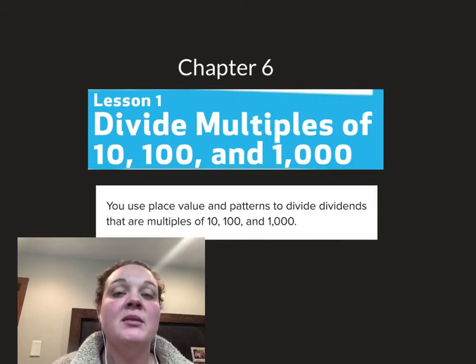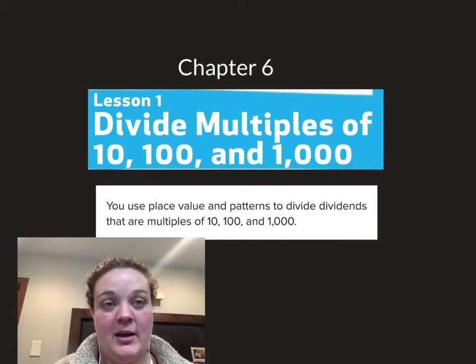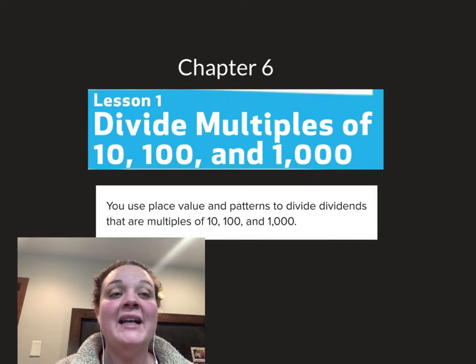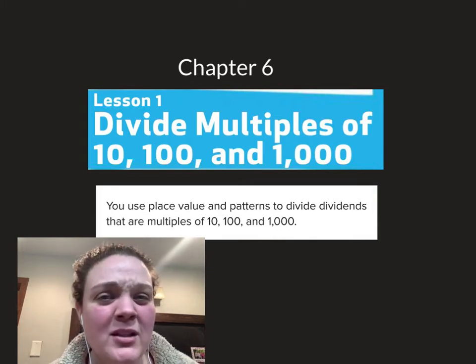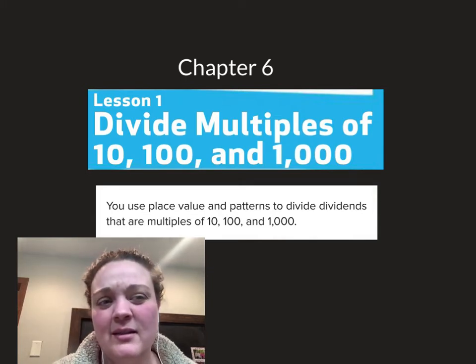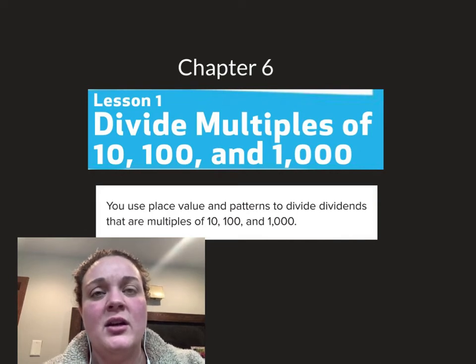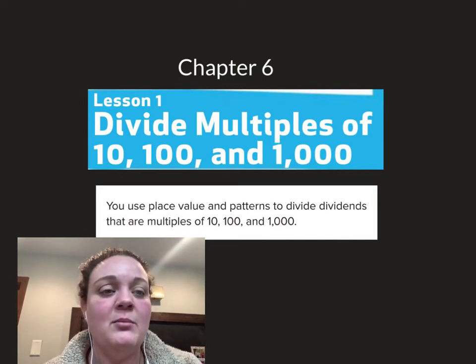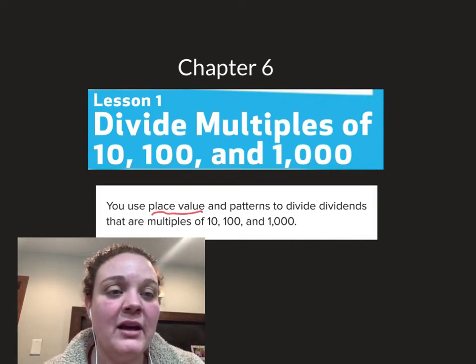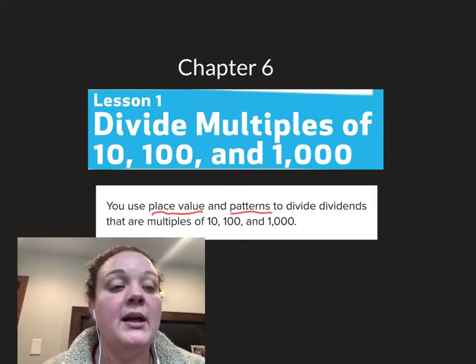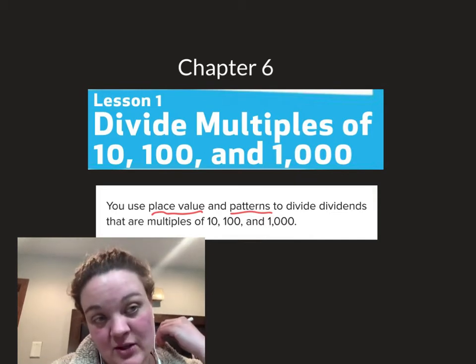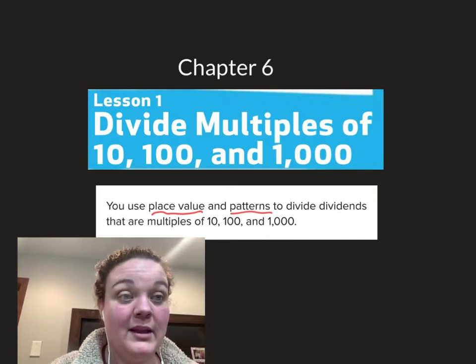Today we're going to be talking about what is a pattern that we could use when we're dividing multiples of 10, 100, 1,000, and so on. Is there an easier way to do it, or do we have to do it longhand? So it says here you use place value and patterns to divide dividends that are multiples of 10, 100, and 1,000. So let's dive right in.